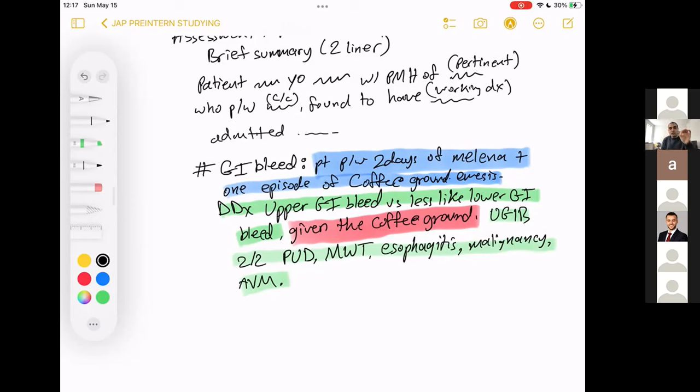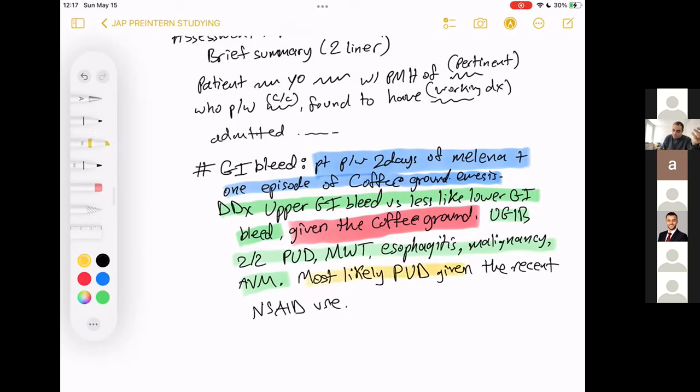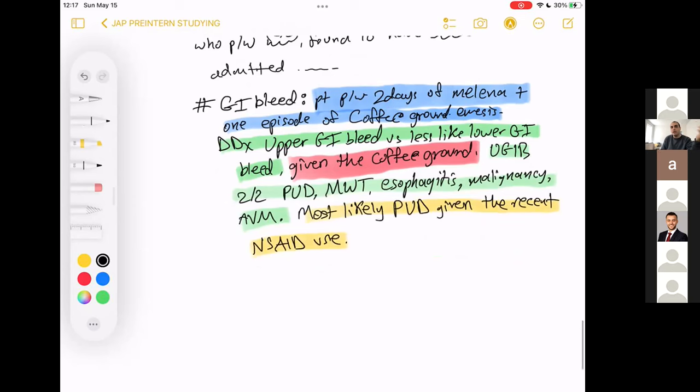Then you have to mention what is the most likely diagnosis that you think is happening, or try to, okay? What I like to do is to mention the most likely, and I'm gonna say most likely, PUD given the recent, I'm just gonna make this up, okay? Given the recent NSAID use, okay? So here I established what's my most likely diagnosis, that I think it's a peptic ulcer disease in the setting of NSAID use, maybe something else, and smoking or alcohol use or something, okay?